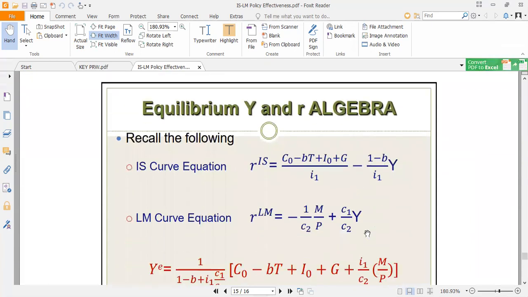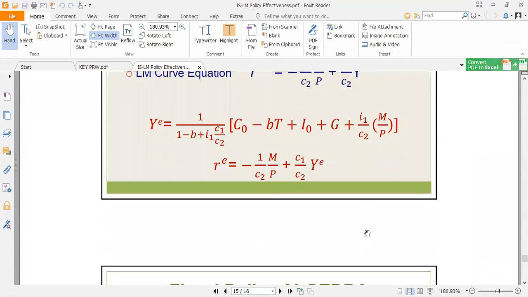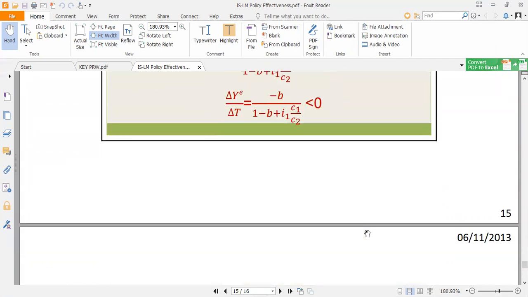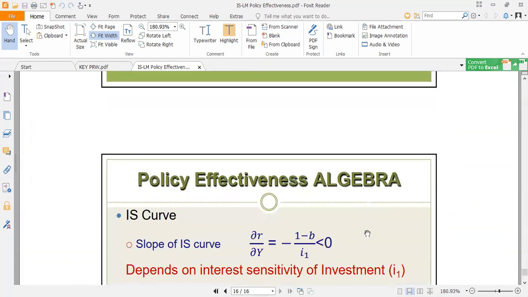Right, for the algebra, we'll look at that one later. We'll do the algebra later. All right.